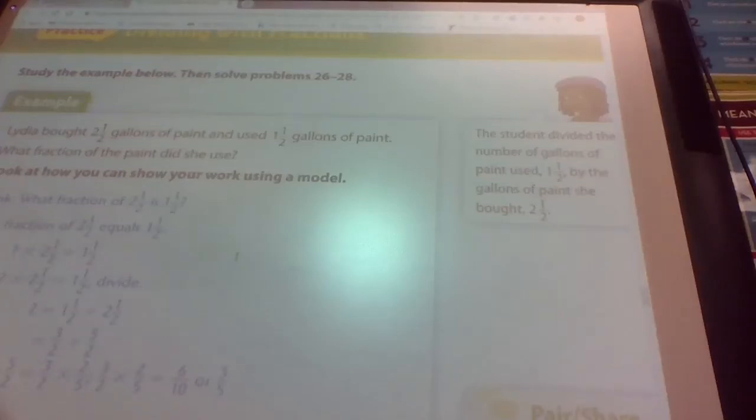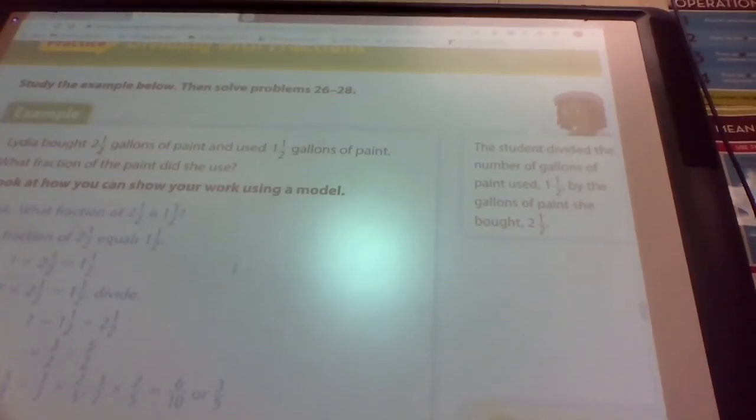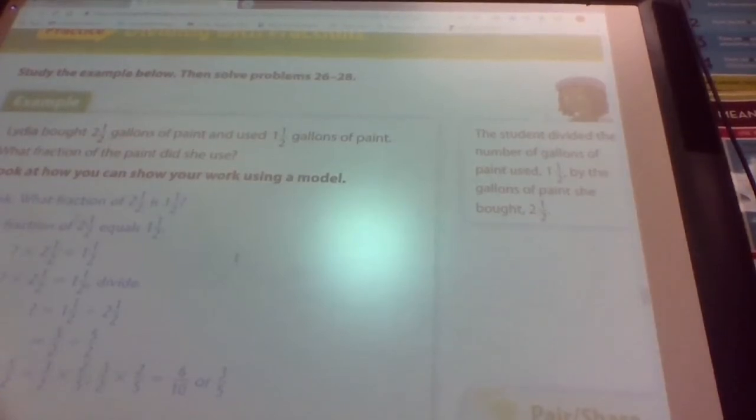All right, so we're trying to see how many 1 1/2 can we get from 2 1/2. Okay, so we are going to divide 1 1/2 by 2 1/2. Now, when we do that, what do we have to remember to do? When we are dividing and we have mixed numbers, how do we divide mixed numbers? We have to change those mixed numbers to improper fractions. So 1 1/2 is the same as 3 halves, and 2 1/2 is the same as 5 halves.